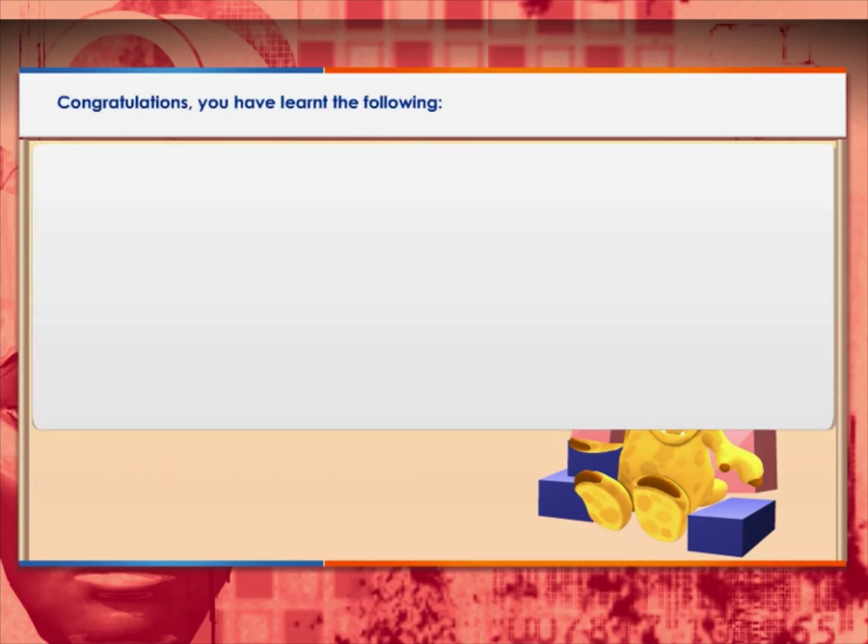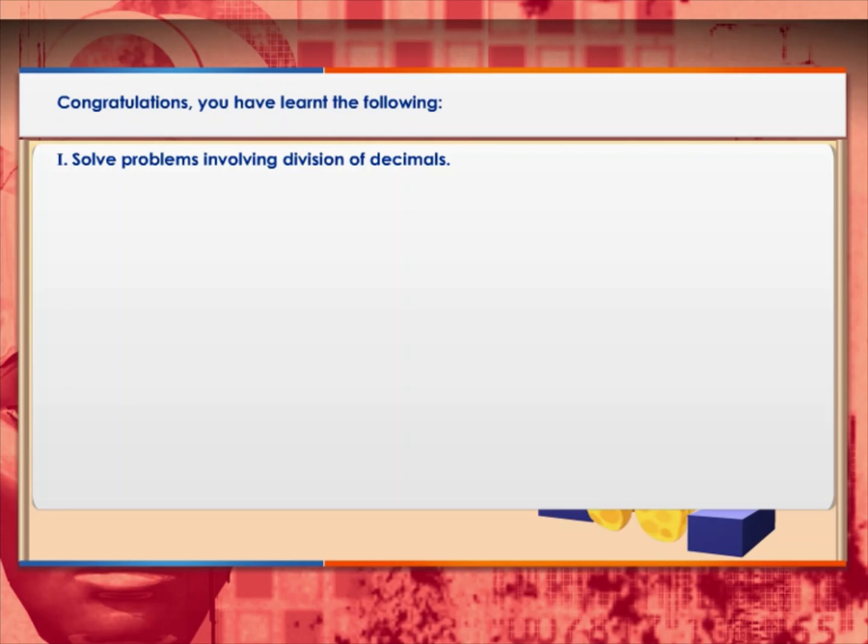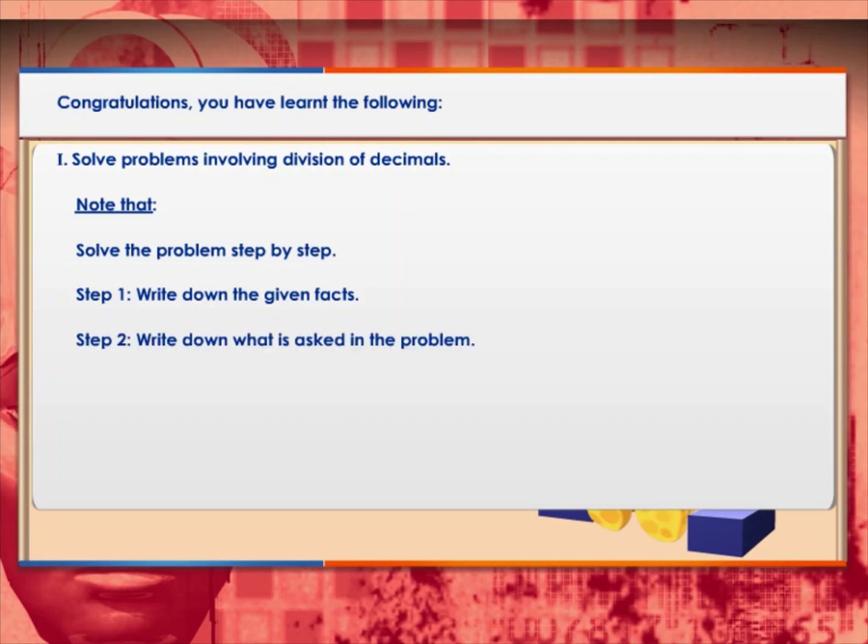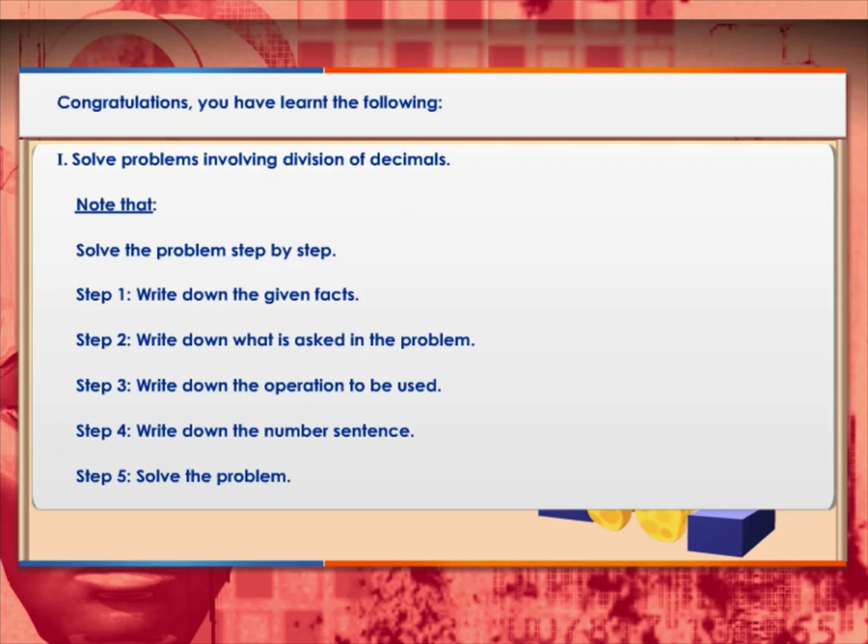Congratulations! You have learnt to solve problems involving division of decimals. Note that you solve the problem step by step. Step 1. Write down the given facts. Step 2. Write down what is asked in the problem. Step 3. Write down the operation to be used. Step 4. Write down the number sentence. Step 5. Solve the problem.